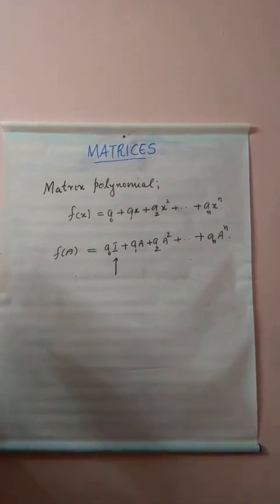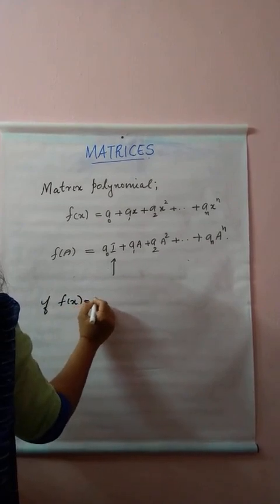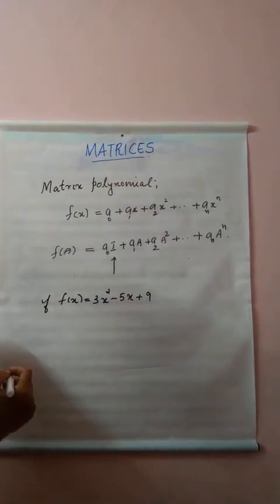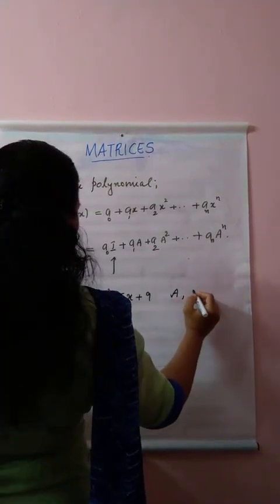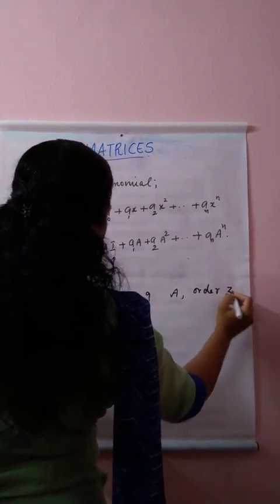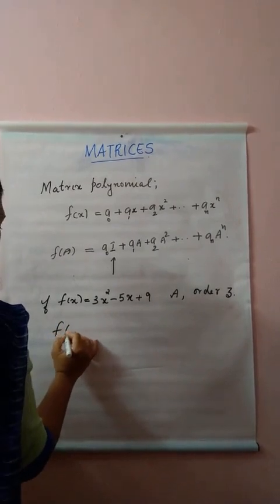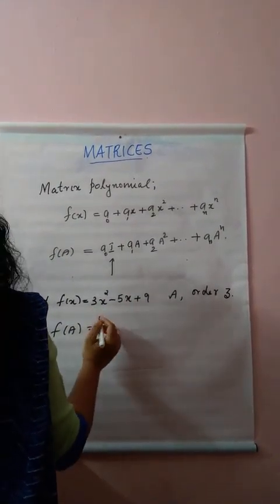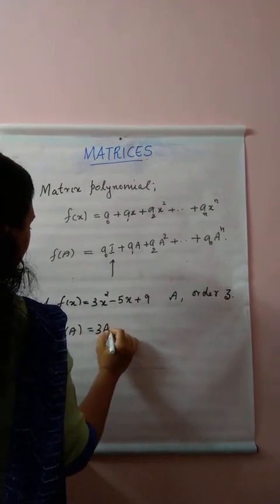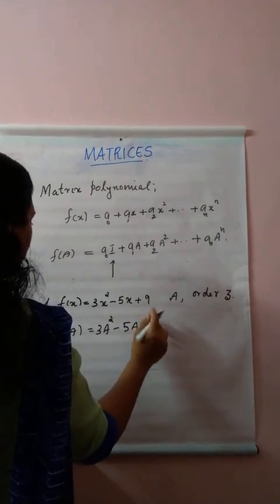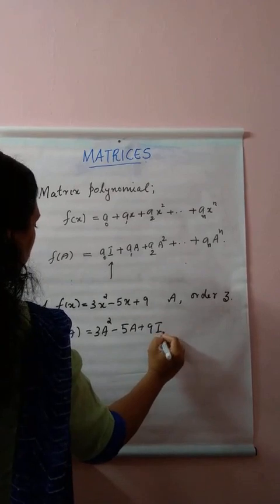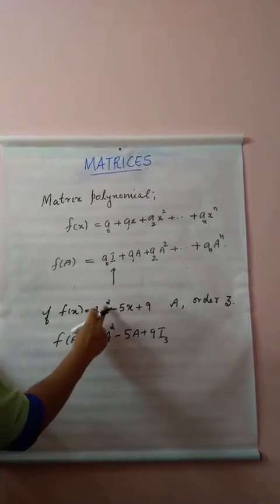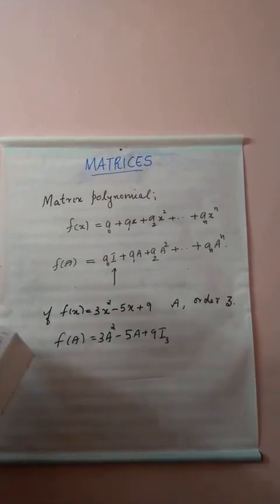For example, I am giving the example in the textbook itself: if f of x is equal to 3x square minus 5x plus 9, and A is a square matrix of order 3. Then f of A is equal to, I told you the constant should be multiplied by the identity matrix of order 3 and x should be replaced by the matrix A. So that is 3A square minus 5A plus 9 into I3.